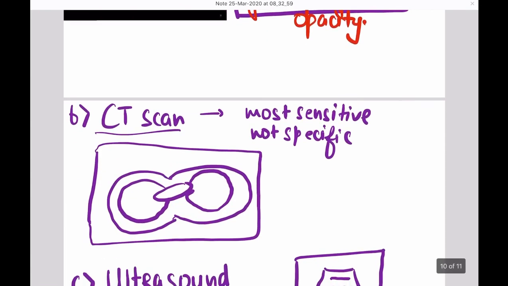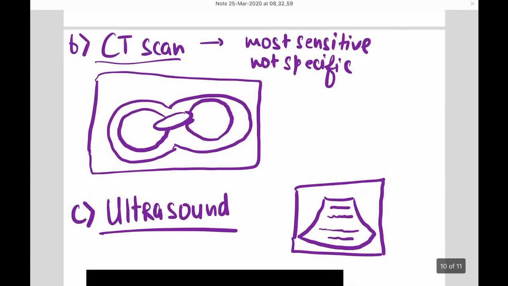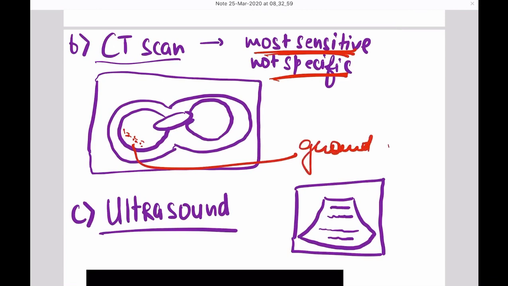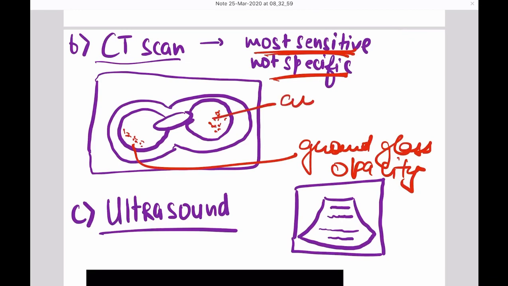The other test is the CT scan. CT scan is the most sensitive test for COVID-19 detection, but is not specific. In CT scan, you also see the ground glass opacity and there are areas of consolidation.